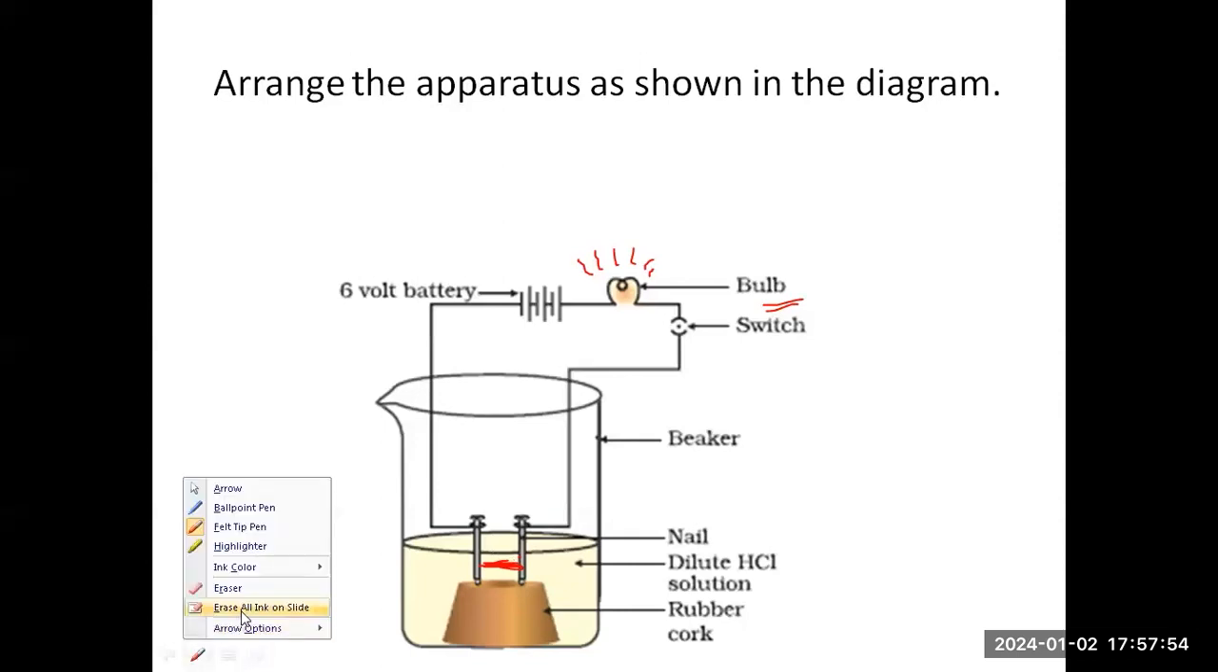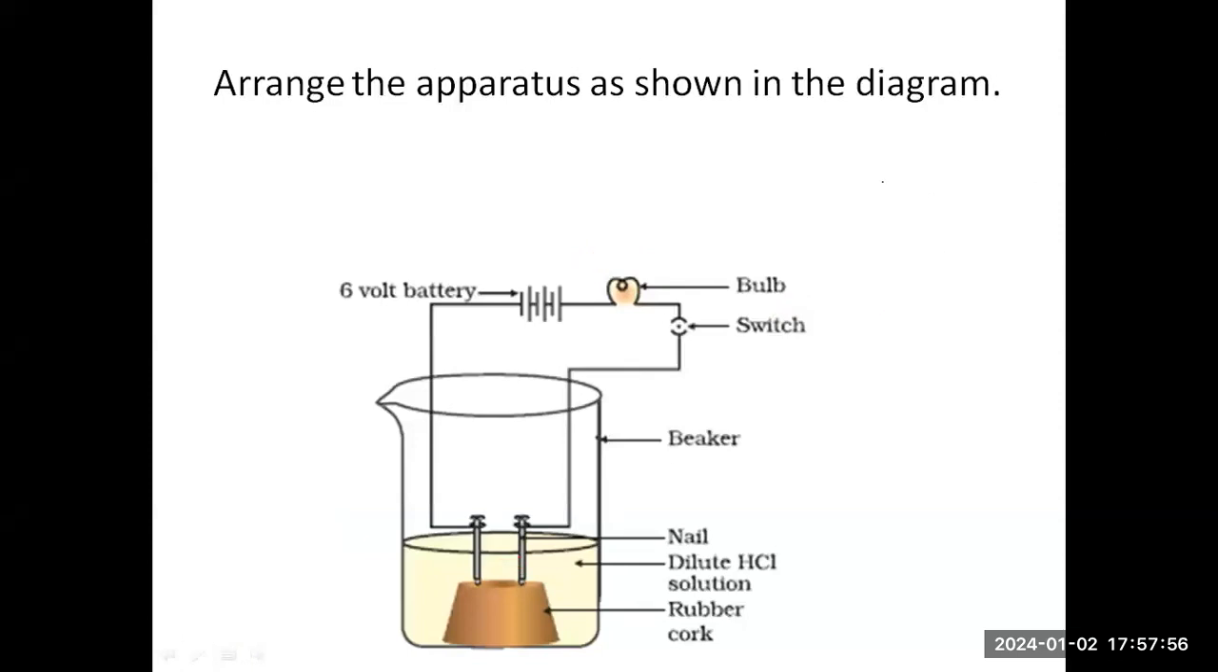So if you have, this question can be asked for 5 marks. They can ask you to write an activity proving that acids are good conductors in aqueous solution. So along with the diagram, you need to draw the well labeled diagram and explain all this.